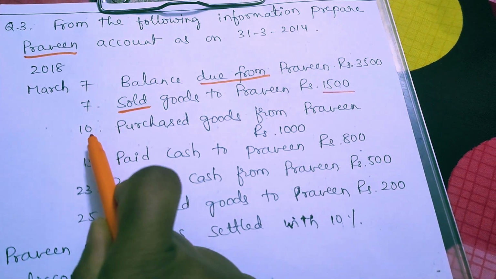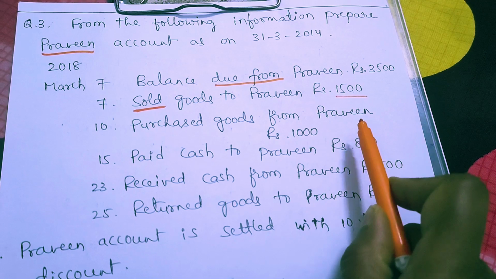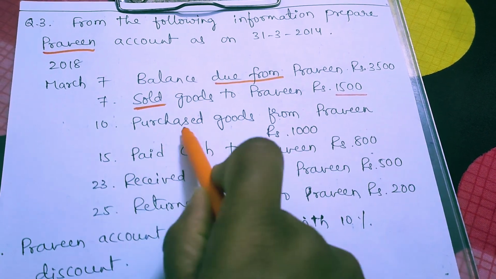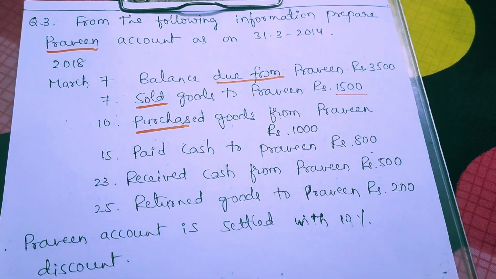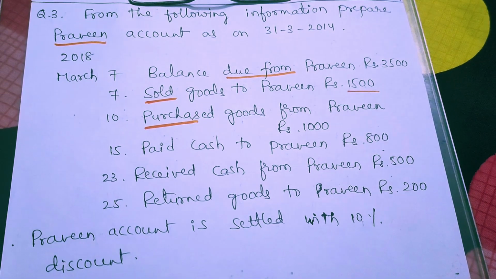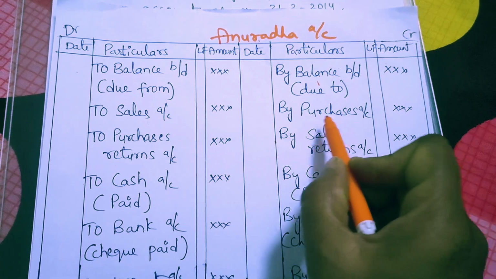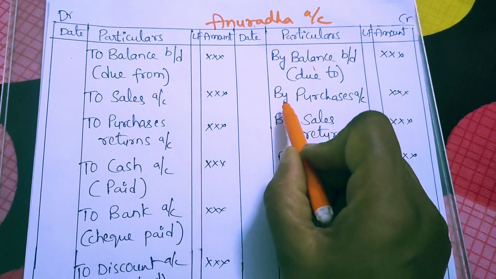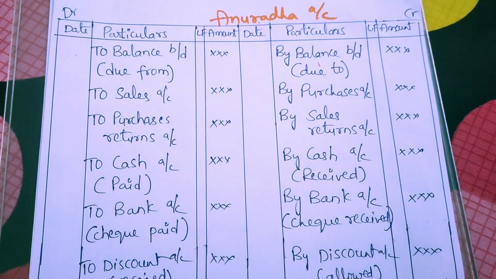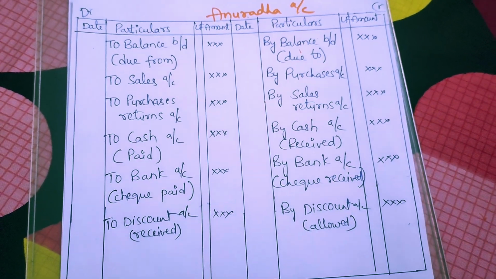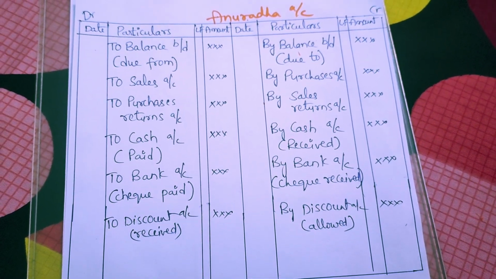10th date, purchased goods from Praveen 1,000 rupees. So purchased goods from Praveen. Where we have to write purchases? Just take the help of the format. Purchases on the credit side, by purchases account. So now let us record that purchase also on the credit side in our solution.